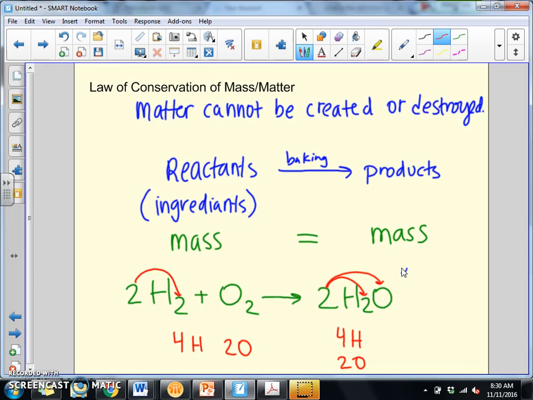I have the same number of atoms in the beginning and the end, which means they have to weigh the same. So even though it might not seem that things weigh the same before and after a reaction, if you have a gas that escaped, that can change how much your product weighs, but the mass of the reactants is equal at the beginning and the end. That is the whole idea of the law of conservation of mass or matter. Those terms can be used interchangeably.